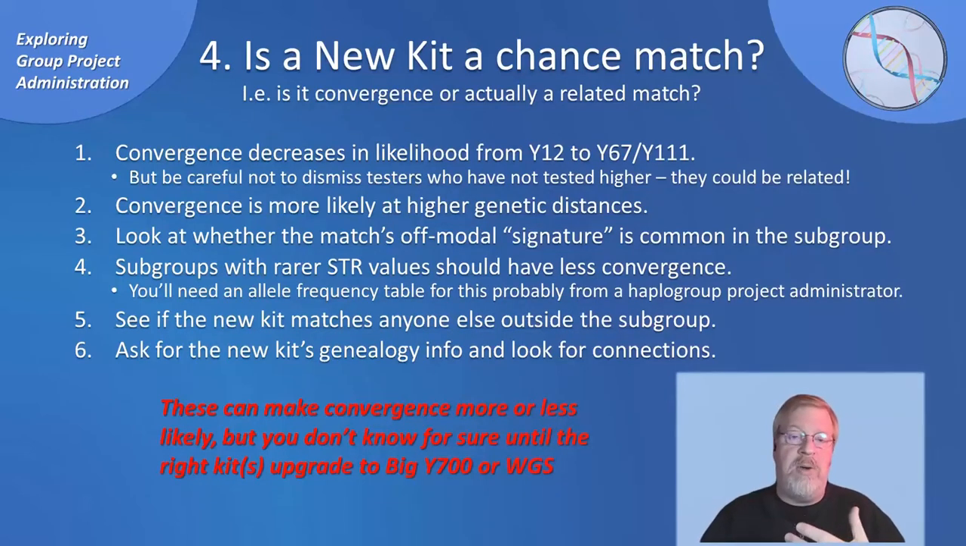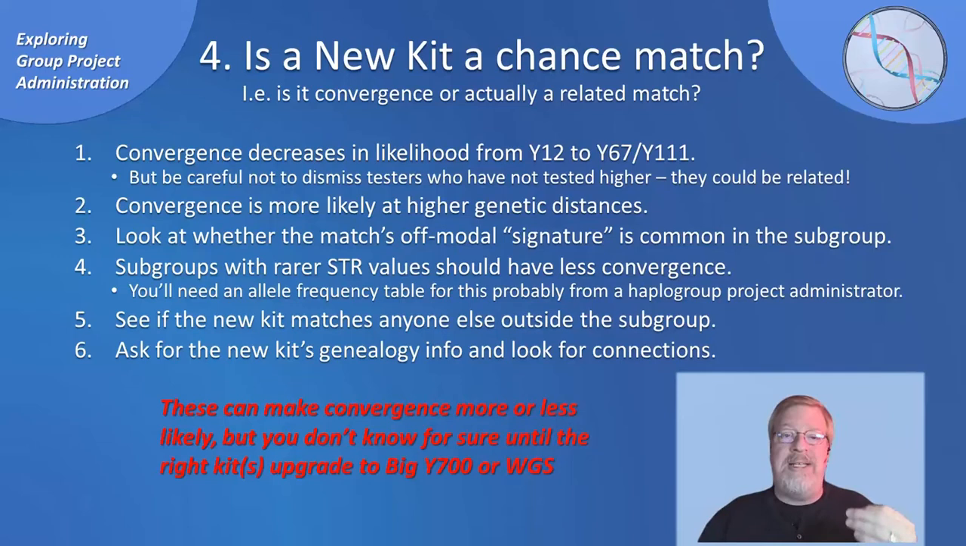If they've already tested to Y67 and Y111, the chances of conversion are not 0, but they're much, much smaller. Depending on what haplogroup they fall into, Y37 can get a lot of convergence or a little. And Y12 and Y25 have tons of convergence. Almost everybody is. I'll show you an example in a minute.